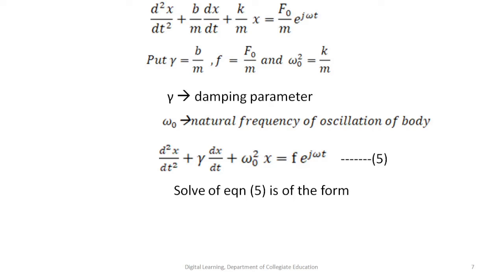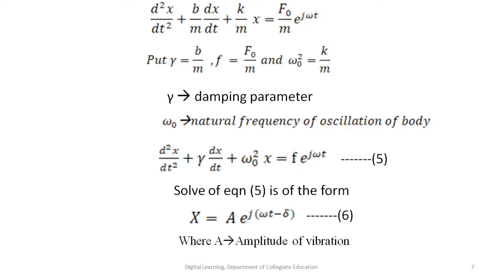Solution of equation 5 is in the form. So this is a second order differential equation. This kind of second order differential equation has a solution of the form x is equal to a into e power j omega t minus delta, where a is the amplitude of vibration and delta is the phase difference. So the solution for this type of second order differential equation is x is equal to a e power j omega t minus delta, where delta is the phase difference.